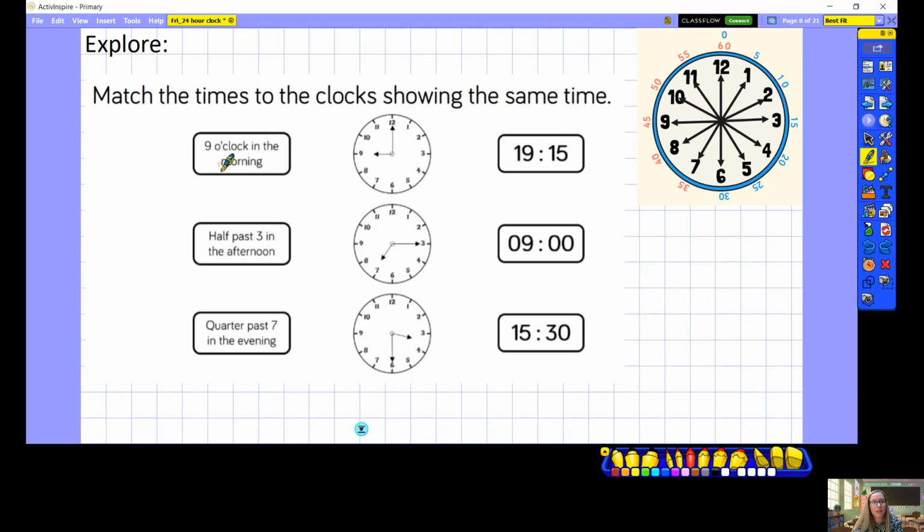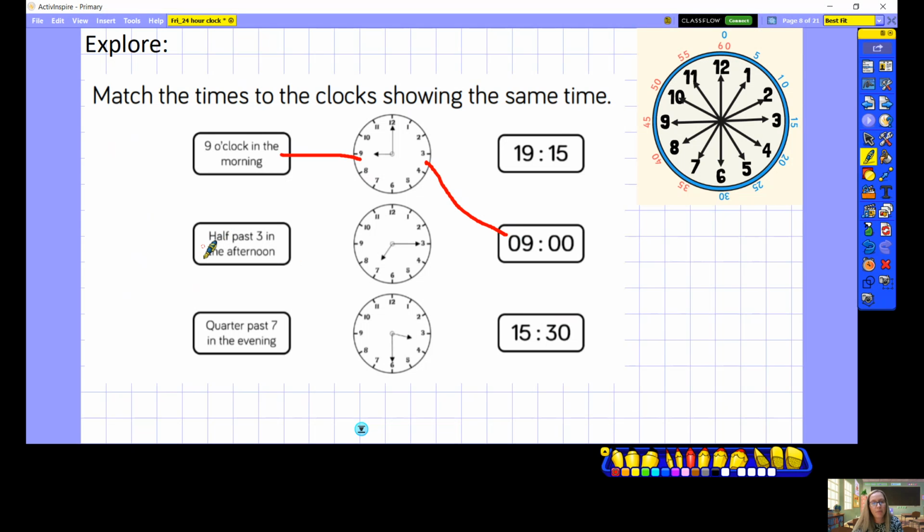So the first one says 9 o'clock in the morning. We've got a clock here, and we need to find the digital time that says 9 o'clock in the morning. Well, I can already see that this analog clock shows 9 o'clock because the minute hand is on the 12 and the hour hand on the 9. So I'm going to match these two up. And then the digital time would show the hour as 09 and the minutes as 00. So that's the first one matched up for you.